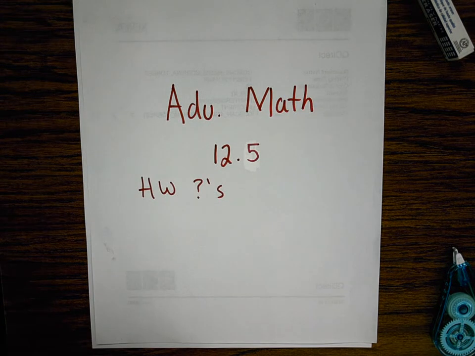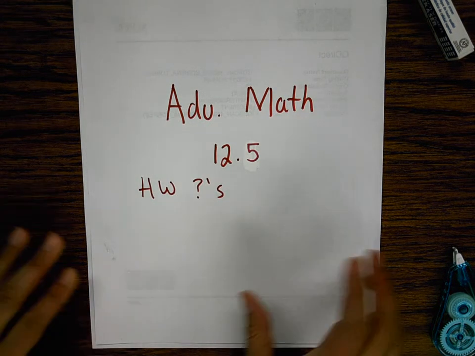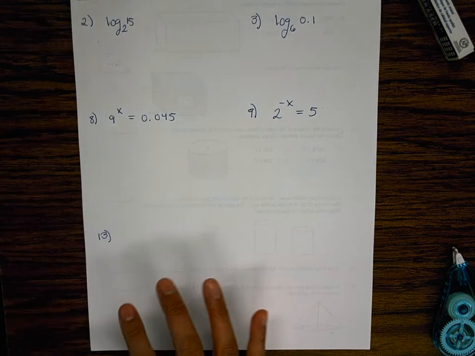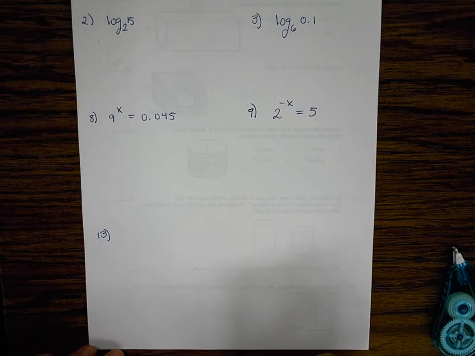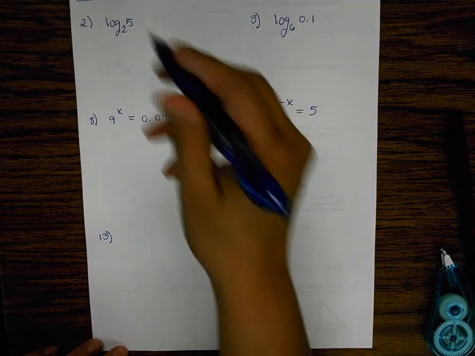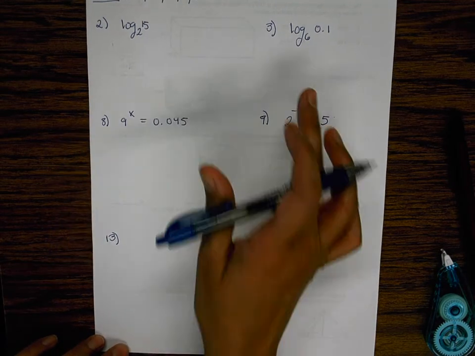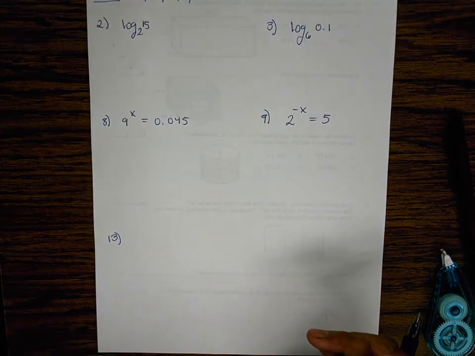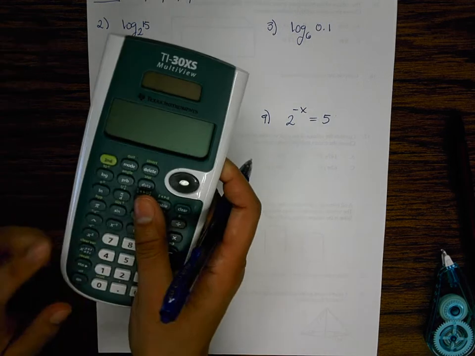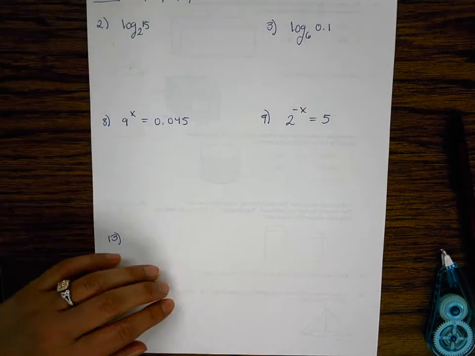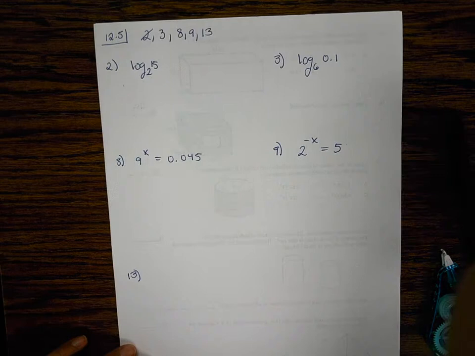This is Advanced Math 12.5 homework questions. That's Advanced Math Unit 12, Lesson 5. These are the 5 problems I'm going to go over, starting off with number 2. For numbers 2 and 3, it asked you to evaluate the logarithm by using the change of base theorem. You will need a scientific calculator for this, not a baby calculator, a scientific one.